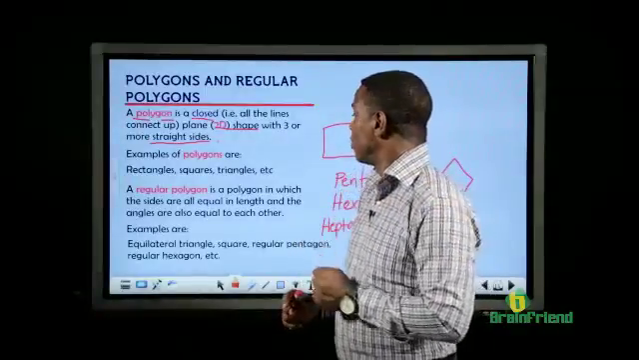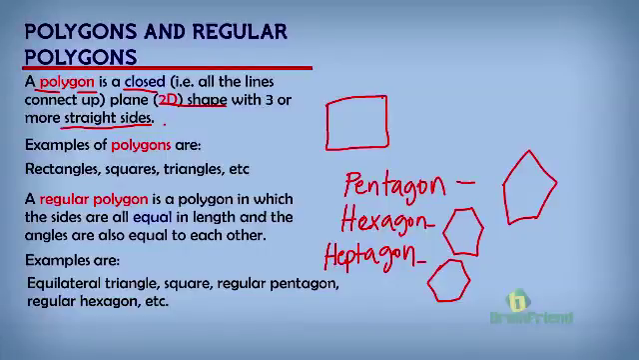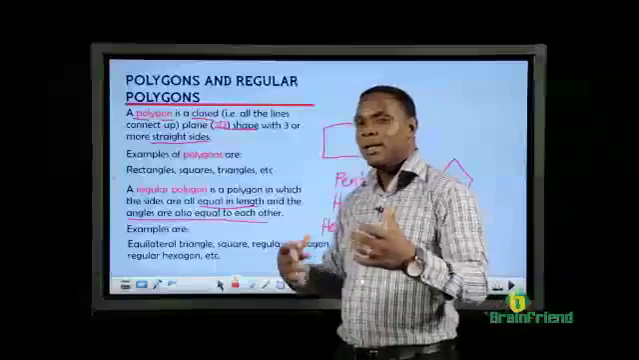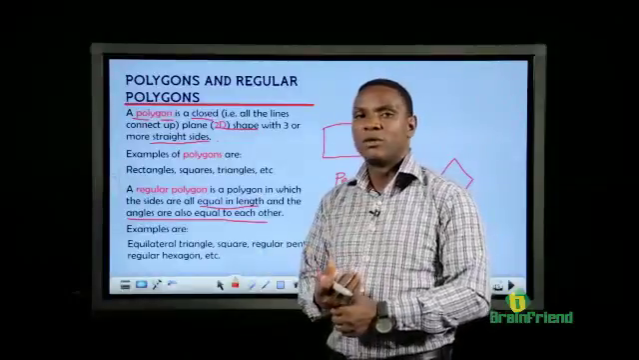A regular polygon is a polygon in which all its sides are equal in length. Not just the sides being equal, the angles within those shapes are also equal. Let's quickly think, among the shapes we've learned so far, which among them is a regular polygon?